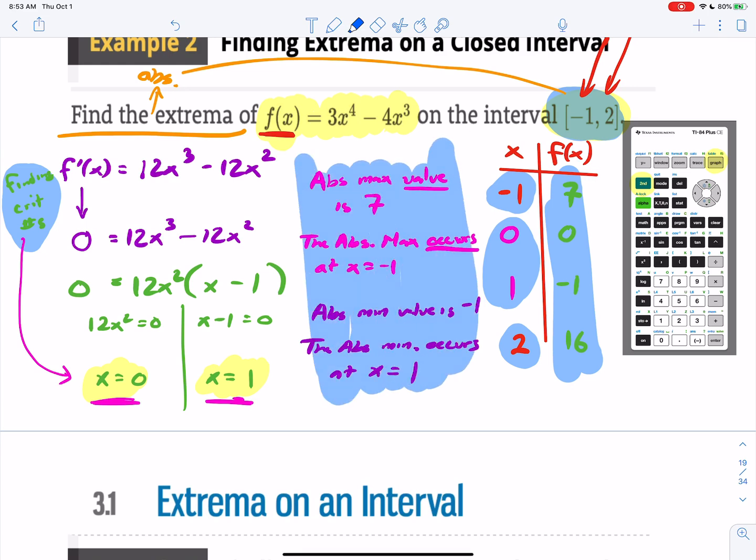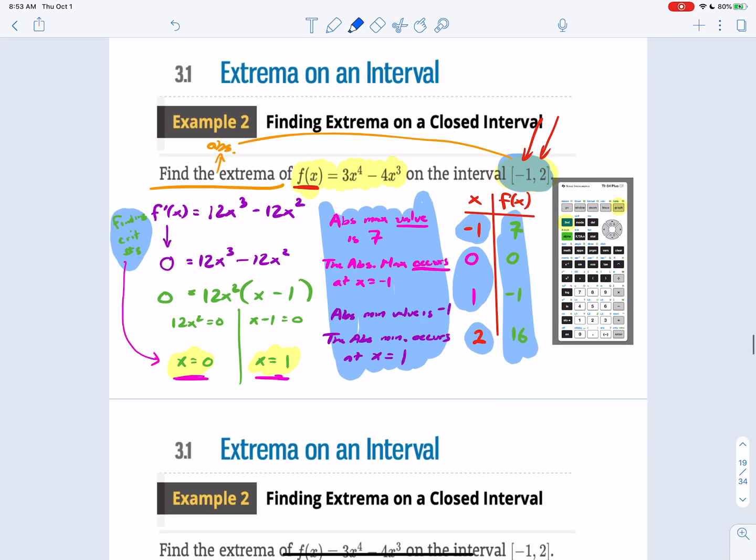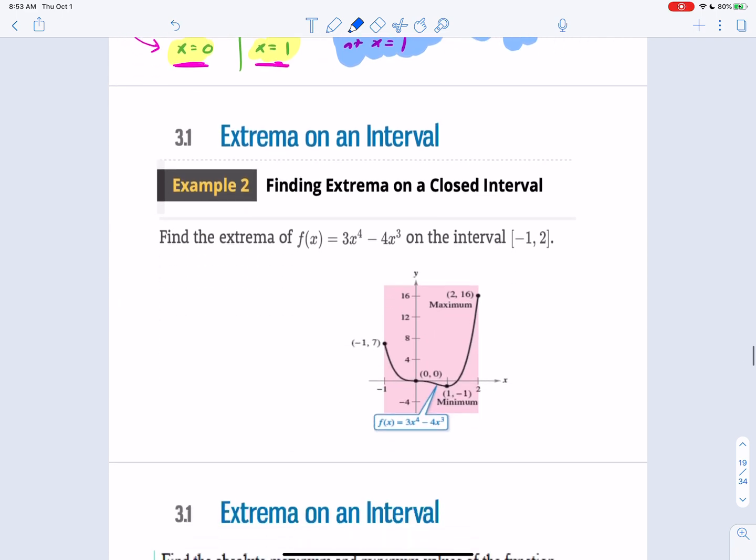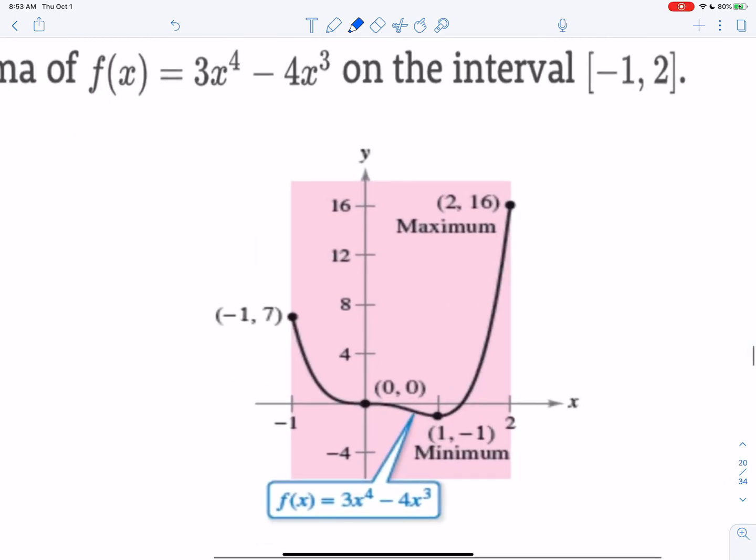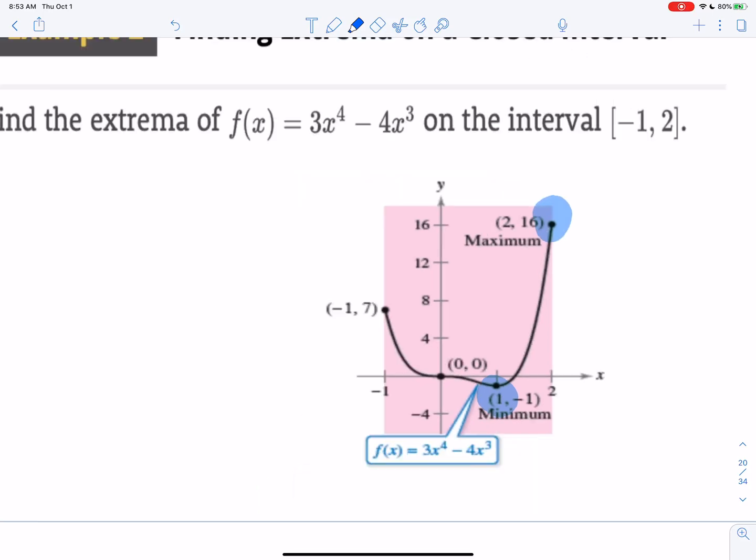All right? Now, we went through this for a very long time so that you guys could really understand the process of it, okay? So this is the actual picture. So take a look. The absolute lowest point or lowest value was -1, like we said, and it occurred at x equals 1. And the absolute maximum value was 16, and it occurred at x equals 2.